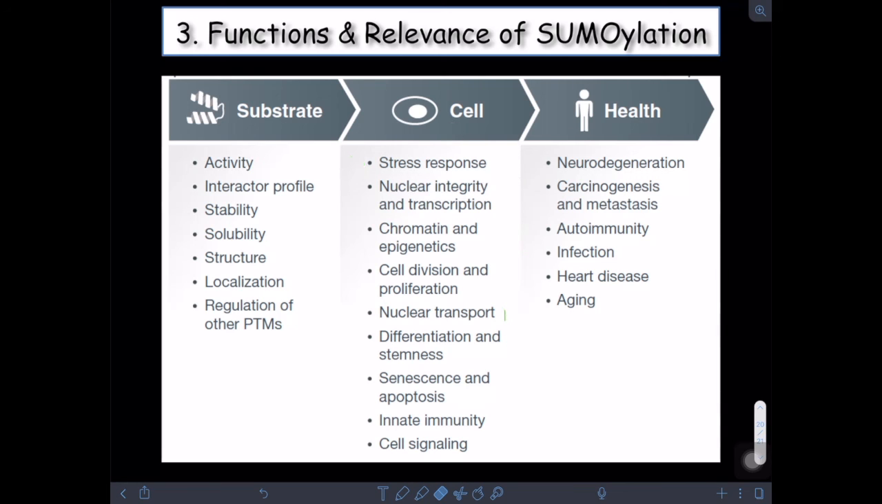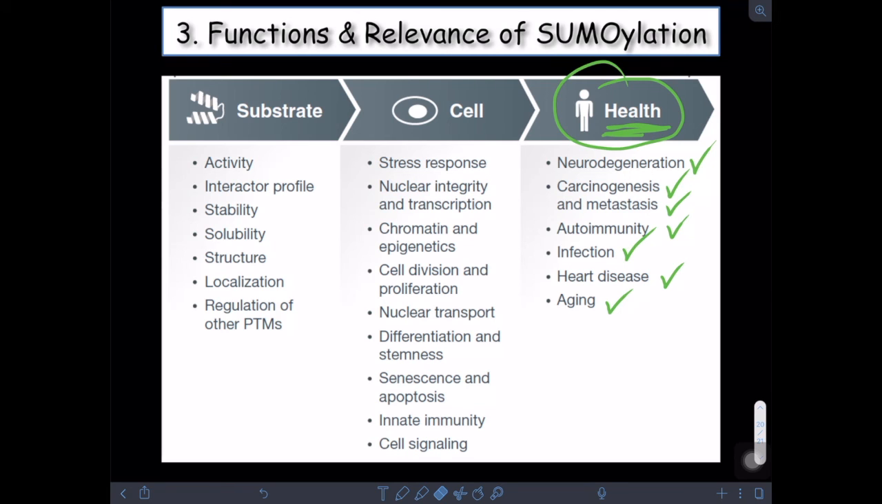From that perspective, it is easy to see how SUMOylation affects many outcomes in terms of the health of the overall individual. SUMOylation has actually been found to be key in processes such as neurodegeneration, carcinogenesis and metastasis, the regulation of autoimmune responses, responses to viral and bacterial infection, heart disease, and aging.